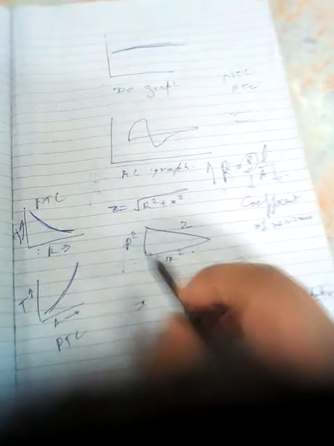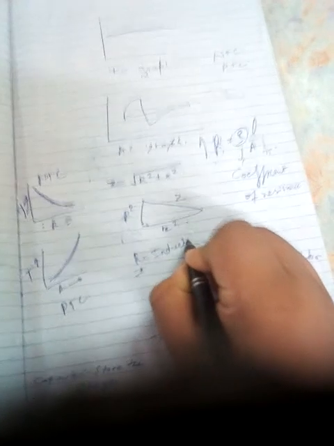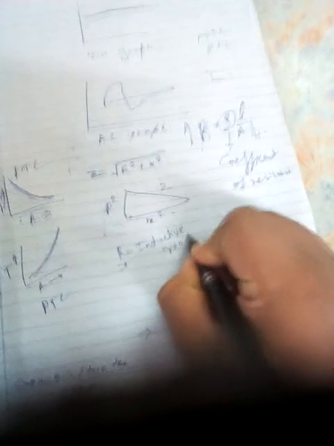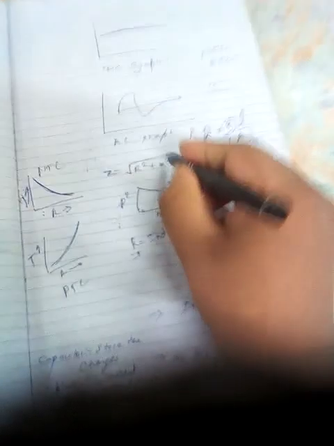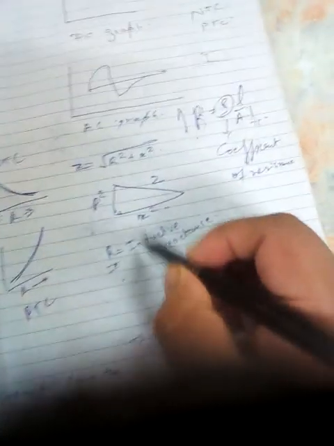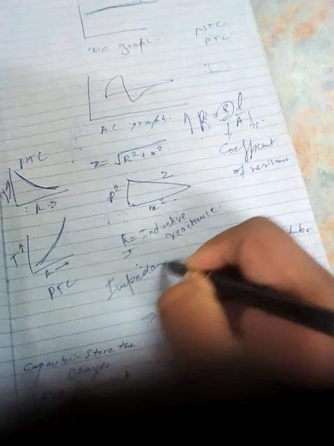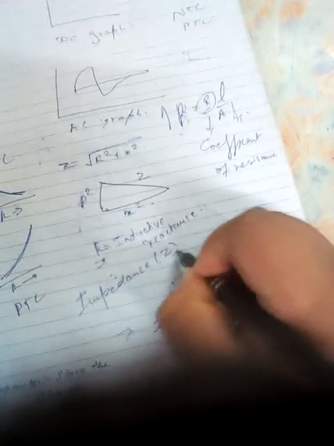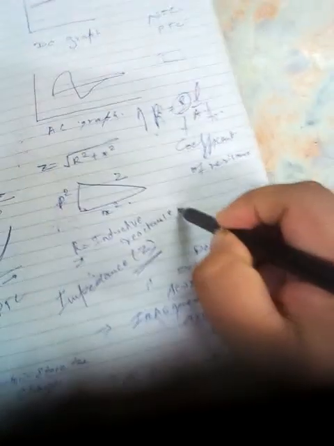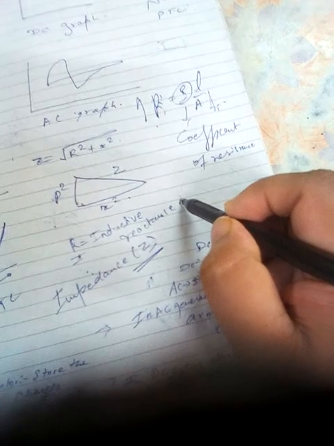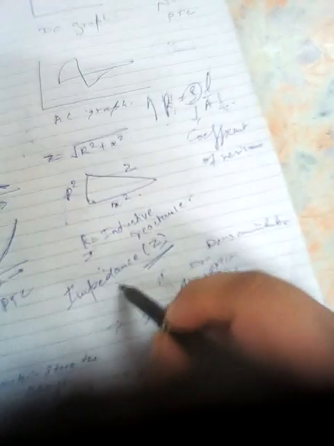Okay, now we will study Z, impedance. Now what is the reactance? Inductive reactance means the reactance caused by the inductor, resistance caused by the inductor. Capacitive reactance is the reactance caused by the capacitor. Now impedance is denoted by the Z. Okay, impedance is Z.